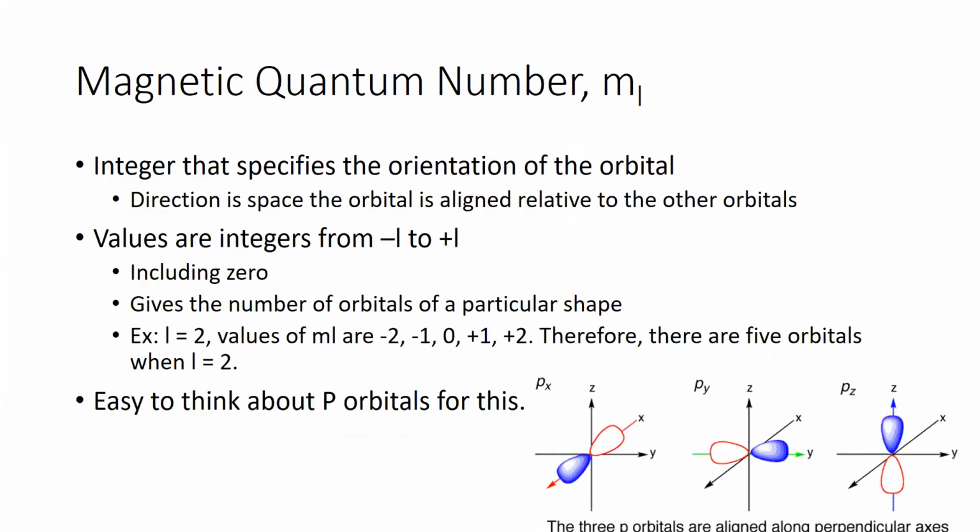And let's add a third quantum number. So this is our third coordinate. It's called m sub L. This just tells us the orientation of L.